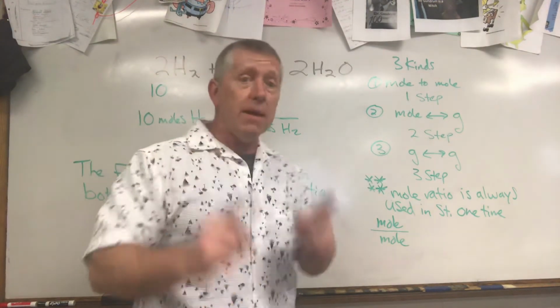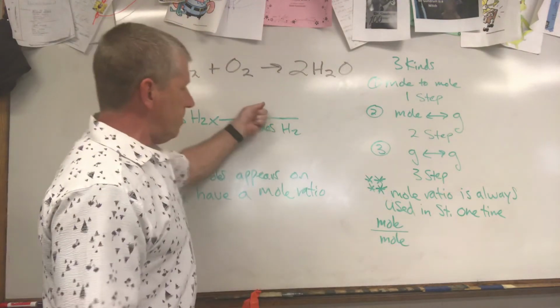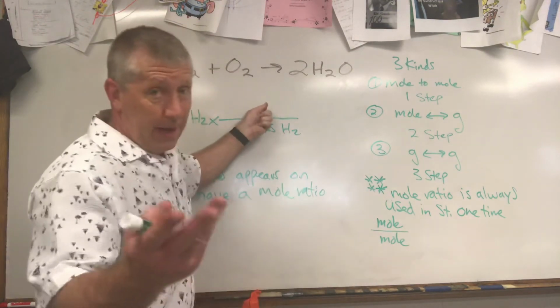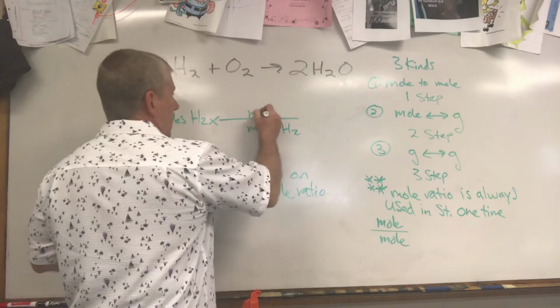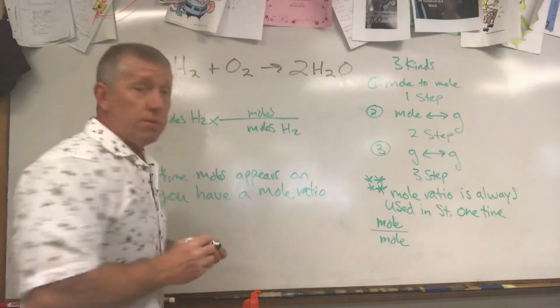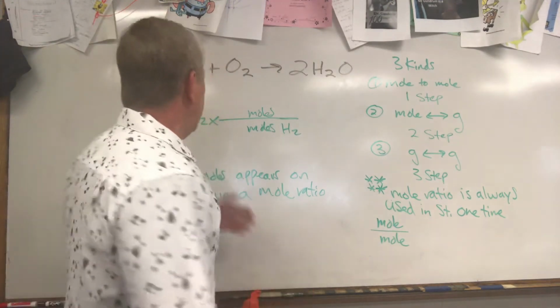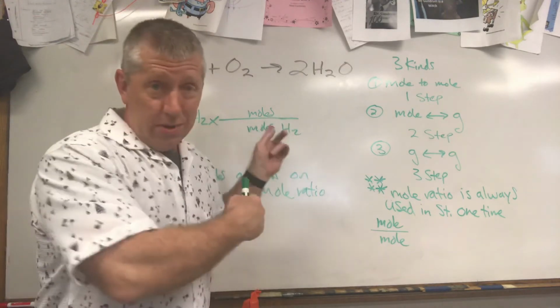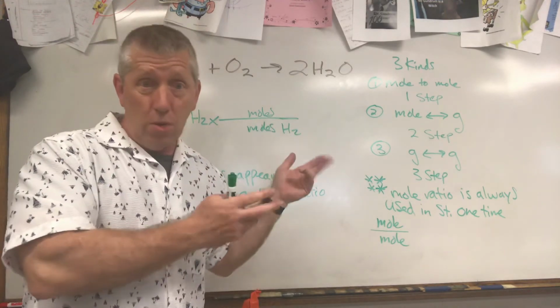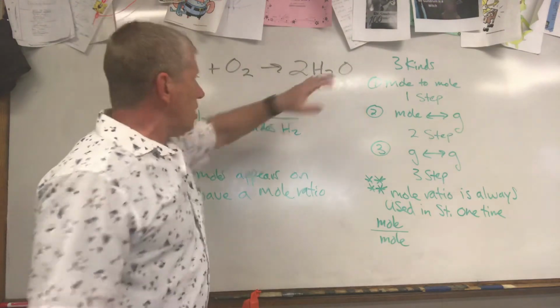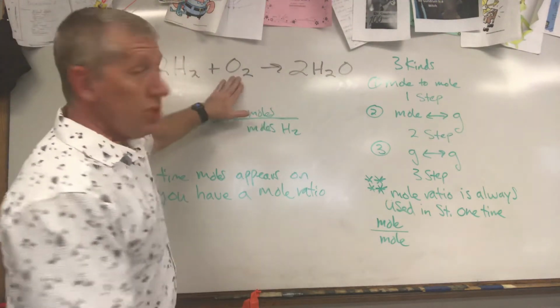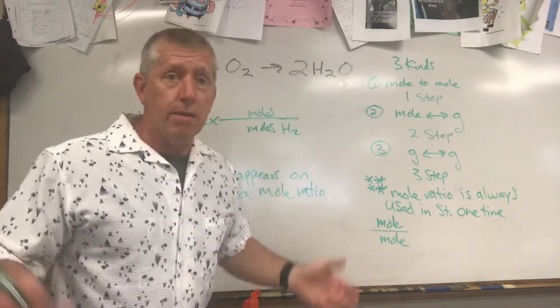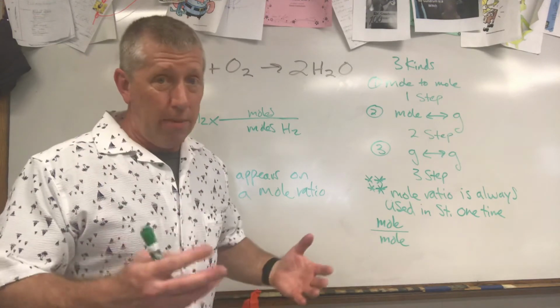What does that mean? That means moles is on the bottom, and I have to put moles of something on the top. Now, it's America. You can put whatever you want up there. I would stick with the equation. Don't go outside the equation. That would not work. So you can put moles of water. You can put moles of oxygen. Okay, you can put whatever you want. But let's solve the problem.